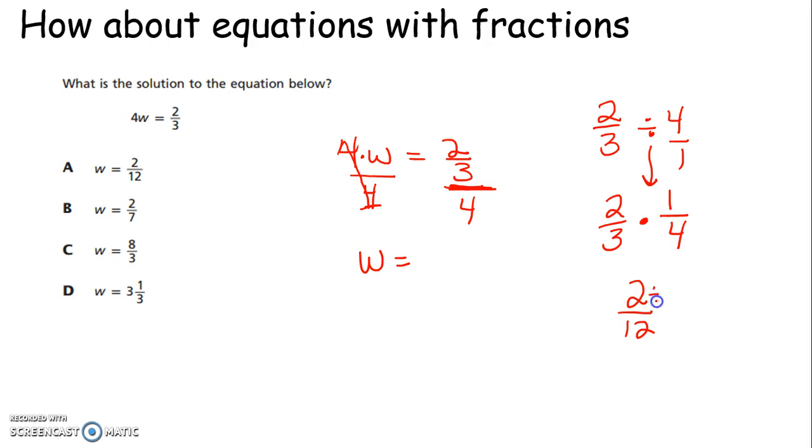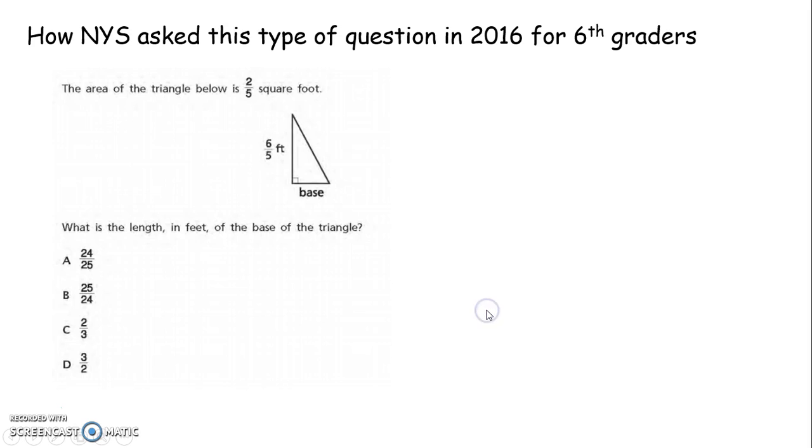We can simplify that. Dividing top and bottom by 2, you get 1/6. W must be 1/6. They didn't even simplify it. They left it as 2/12. This is actually a 6th grade release date test question. That's interesting. So they left it as 2/12. That's fine. All right.